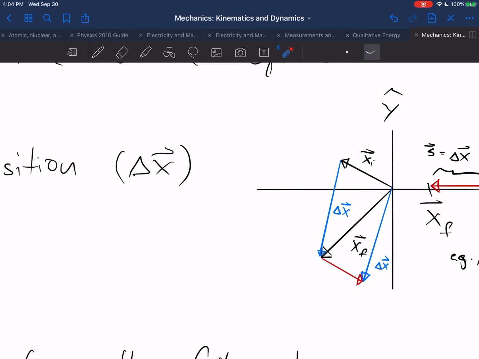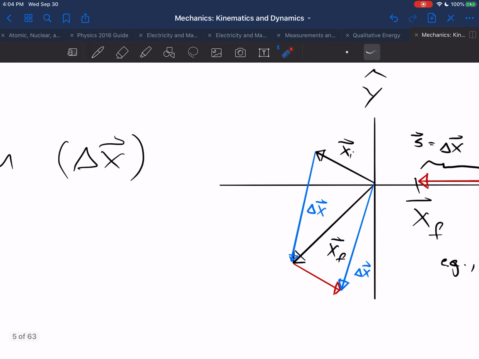So how does that work in 2 dimensions? Well, imagine you're at this location here. This is your initial position, and you travel here. This is your final position. Notice the initial position vector is given by xi, and the final position vector is given by xf. So your displacement is the change in the position. It's the final position minus the initial position.